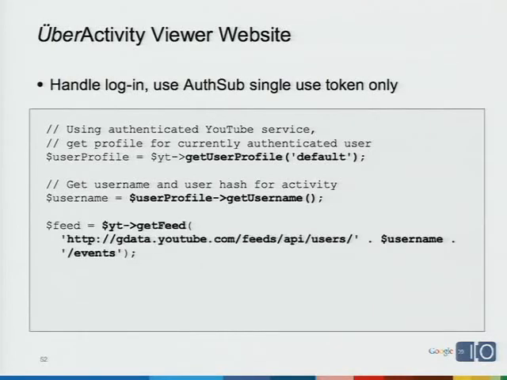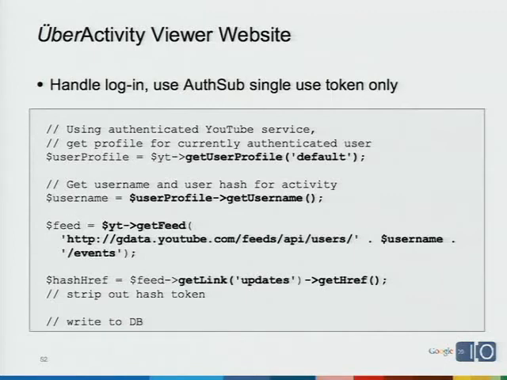And then we're making an authenticated request now to that user's events feed, and we're looking for the link that has the updates rel attribute. I skipped the PHP part where we're doing a little bit of string hacking, but really we're just stripping off the last anchor tag here. And this is how we're getting the hash. So now we have the two things that we care about, the username and the hash, and we use MySQL to write this to the database using a prepared statement, very simple.